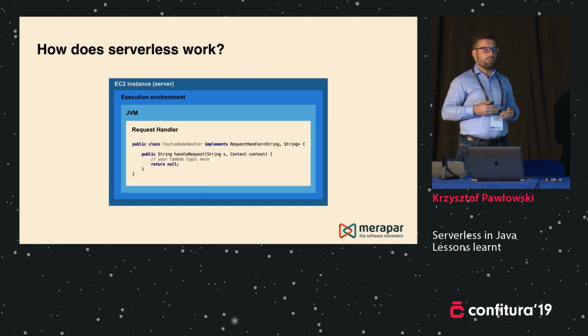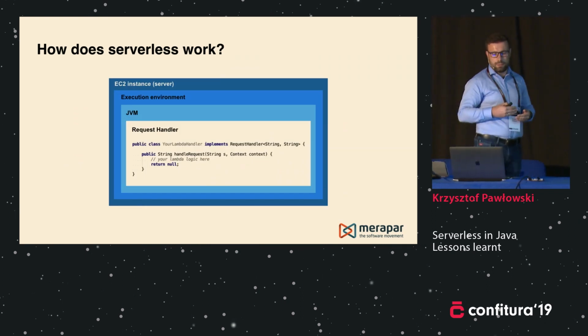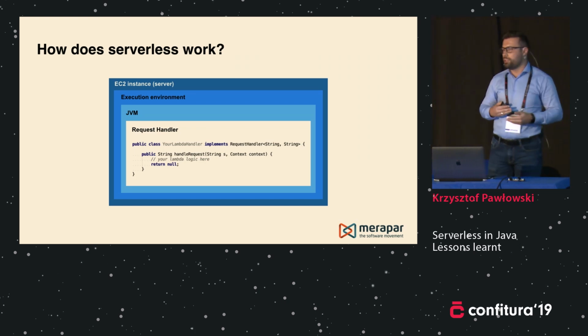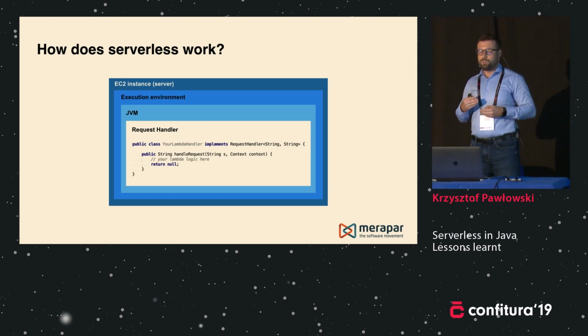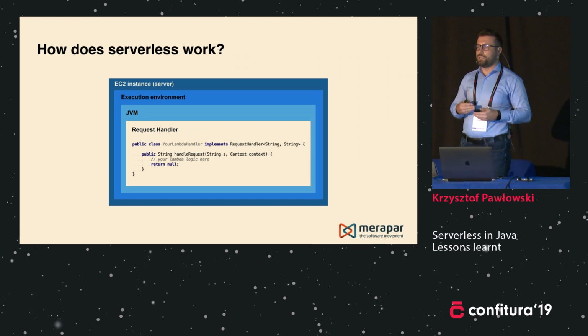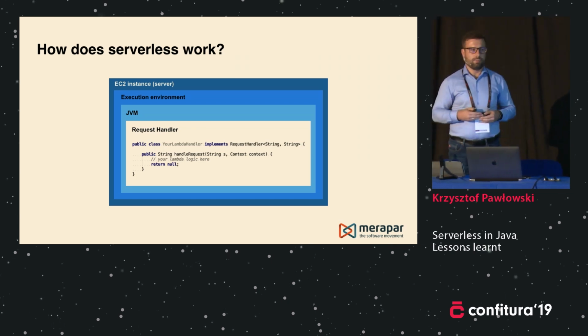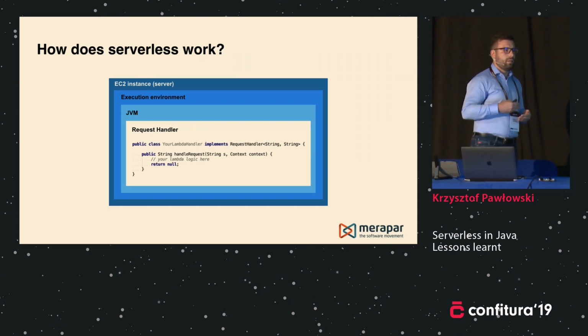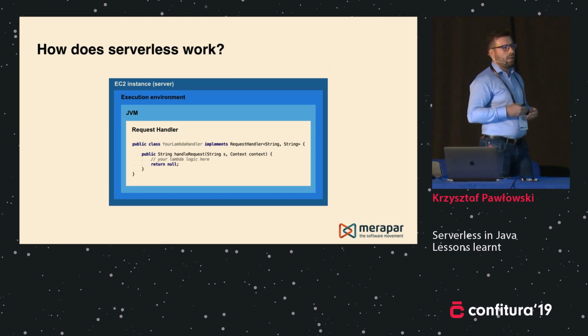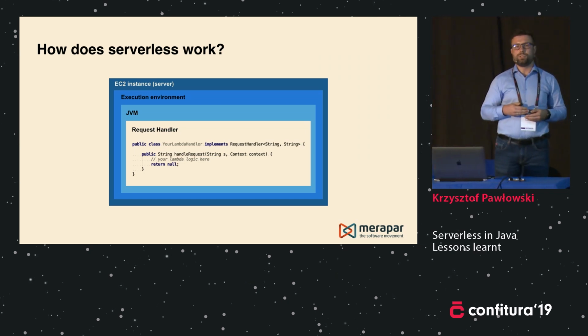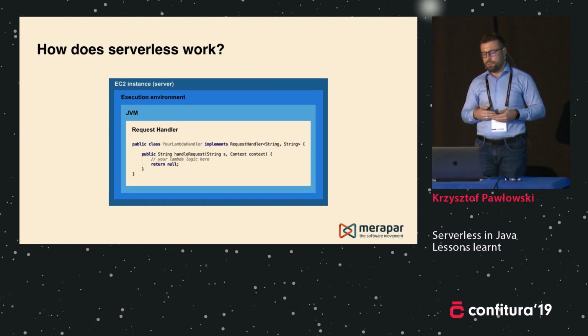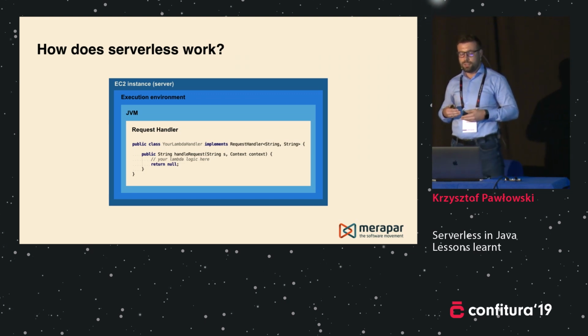So how does it look in Java? What is the server? What's the execution environment? First we have an EC2 instance, which is basically a server in the AWS environment, where we have an execution environment. And currently it's OpenJDK 8 running on the EC2 instance in the execution environment.